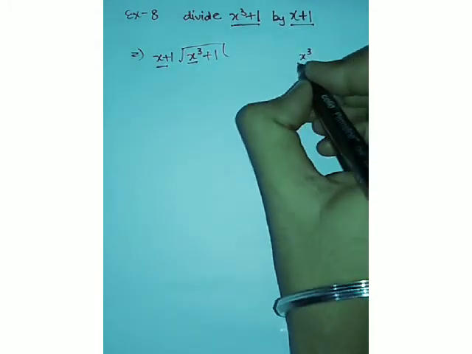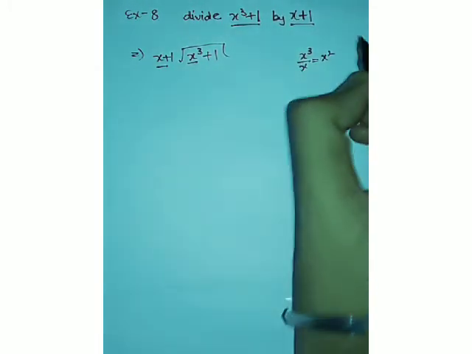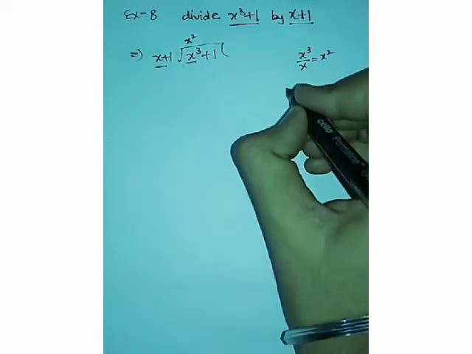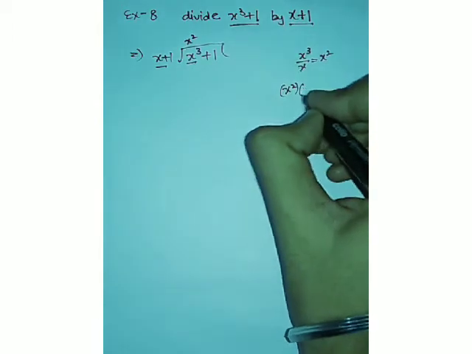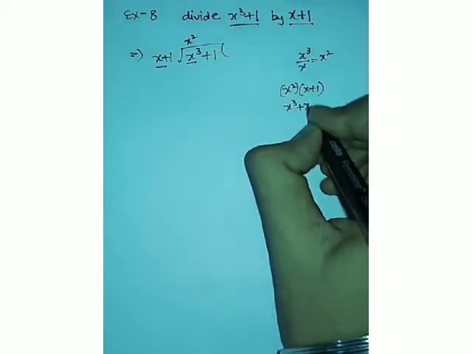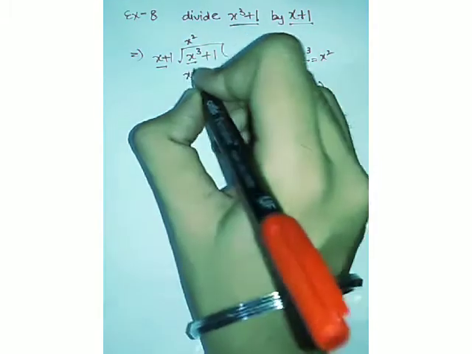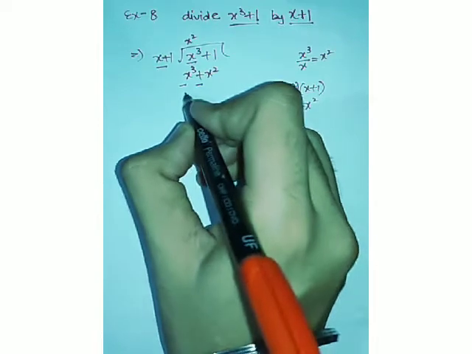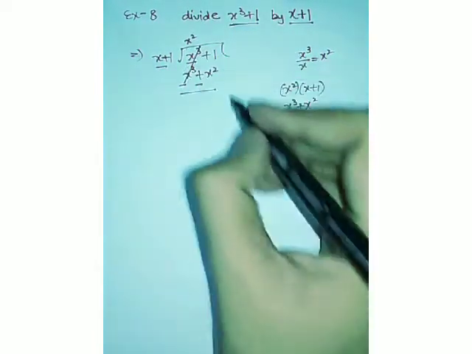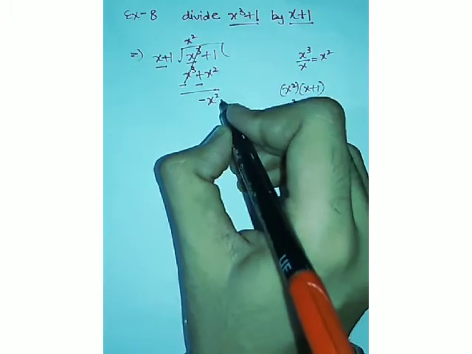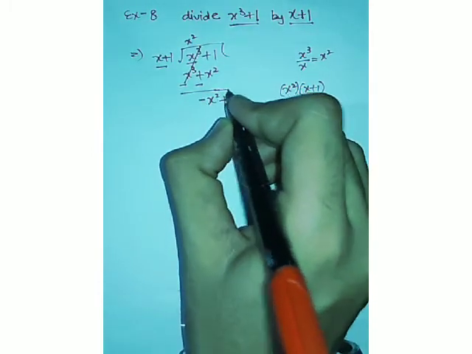Take the first term of this and the first term of this, divide both of the terms. X cube upon x, you will get x square. Write x square as the first term of quotient. Multiply x square by x plus 1. What will you get? X cube plus x square. Write it here, x cube plus x square. Now change the signs. You will see that these terms will be cancelled, and again in the decreasing order of degrees we will write minus x square plus 1.